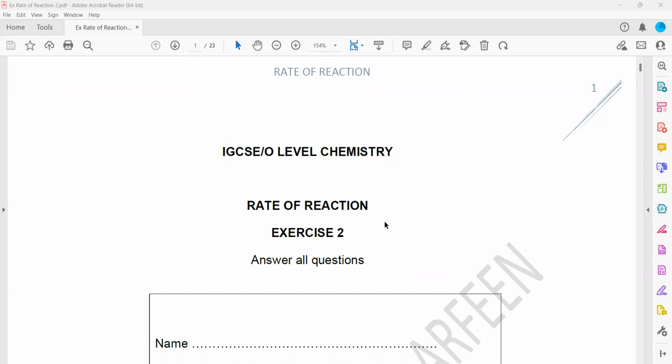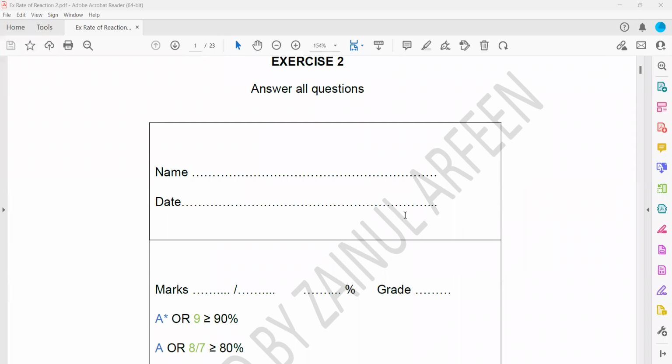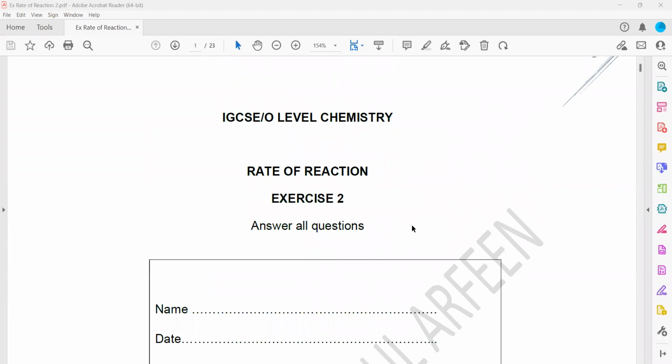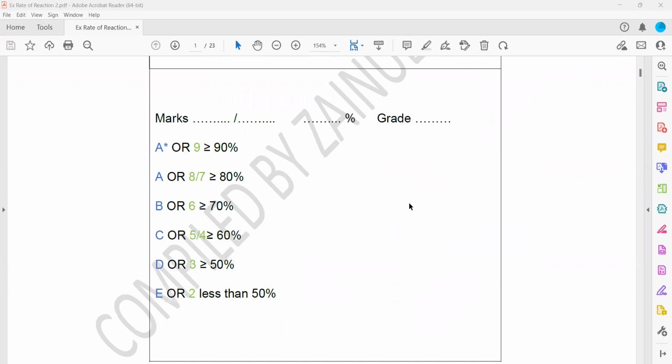So this is an exercise related to rate of reaction, Exercise 2. It's one of the important topics in chemistry, like acids, alkalis, metals in extraction, organic chemistry, and this one is including rate of the reaction. You will find a complete question.